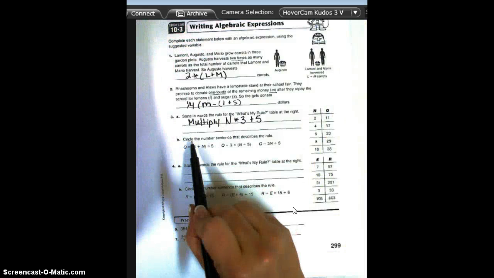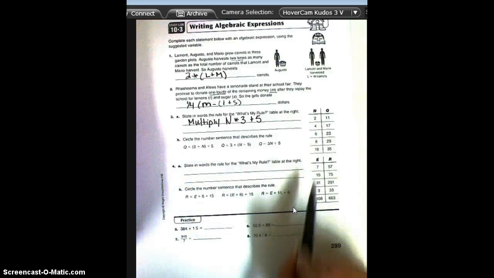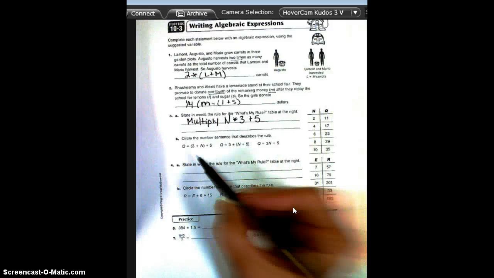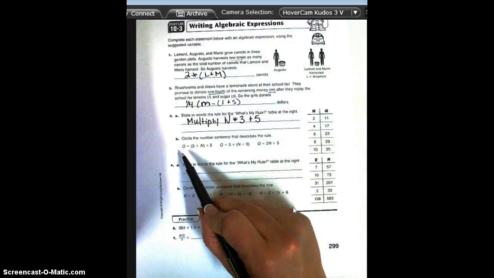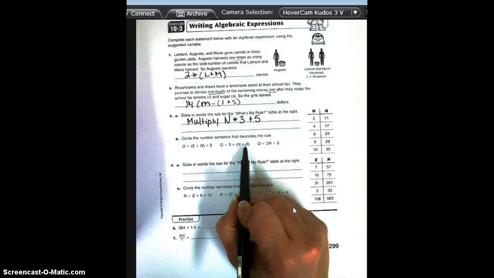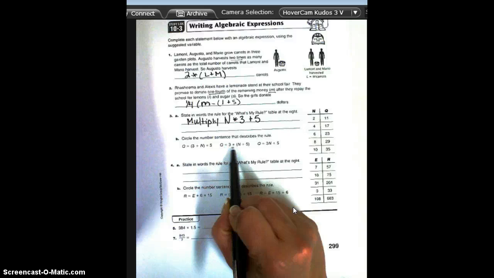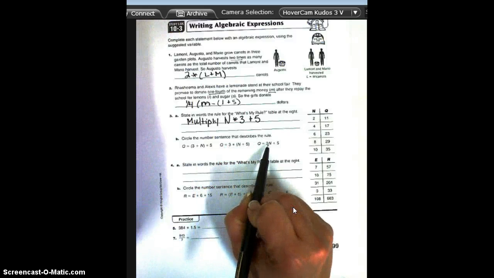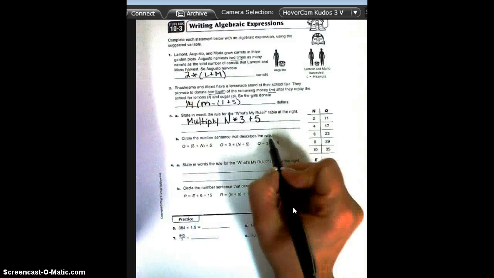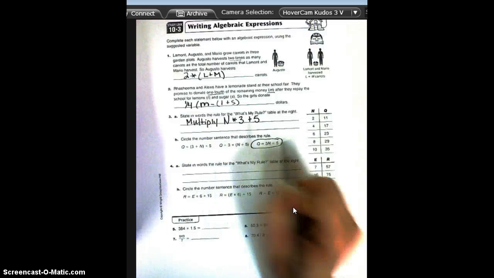And then it says circle the number sentence that describes the rule. So here's our help here. So Q is going to equal 3n. So we're looking for a 3n. 3n plus 5. This one doesn't work because it's 3 plus n. This one could be it. This one's probably our better one right here. Q equals 3n plus 5.